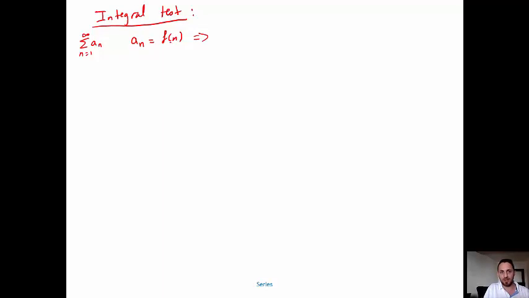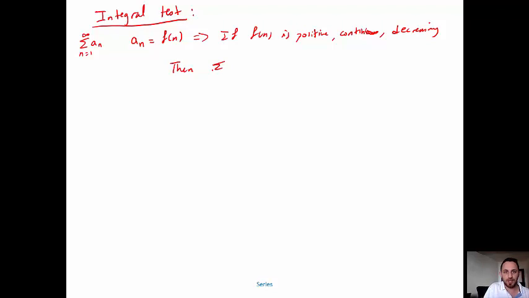So you take a_n as a function f of n, and you check if this function f of n is positive and continuous and decreasing. Okay, positive, continuous and decreasing. You can check for decreasing by taking f prime, the derivative, and if it is negative, then you make sure it's decreasing.